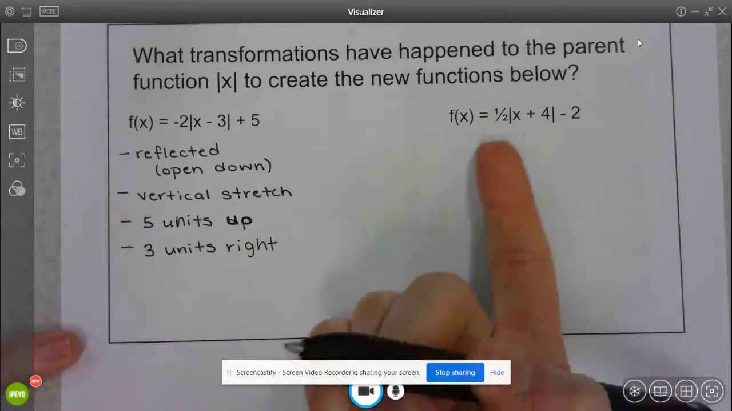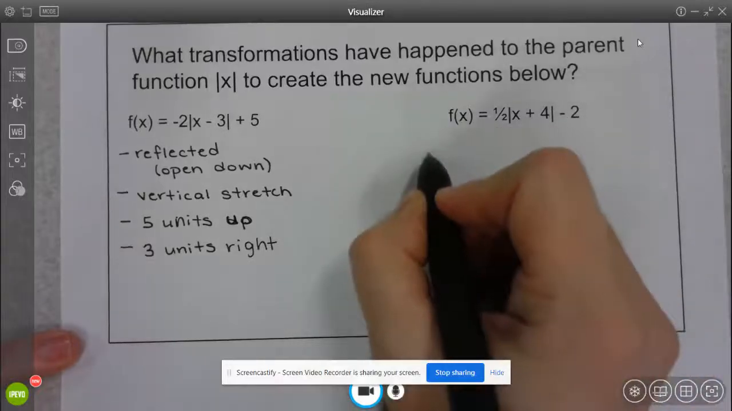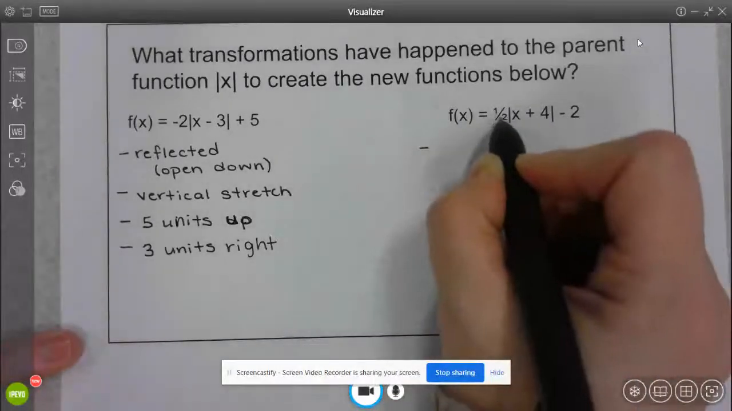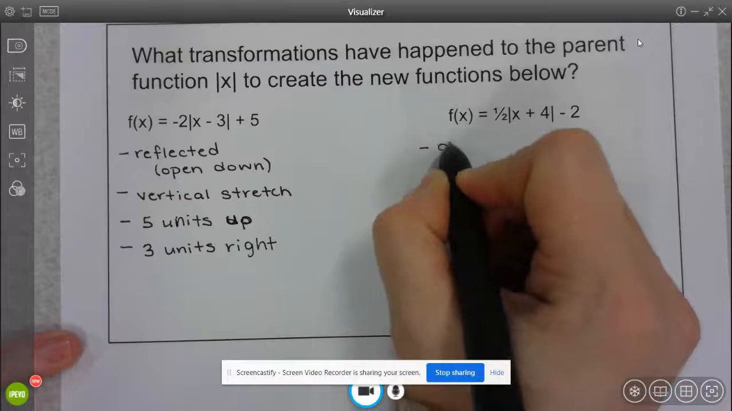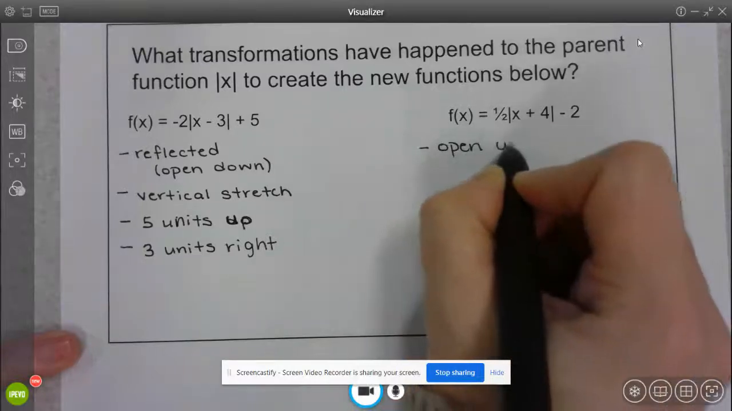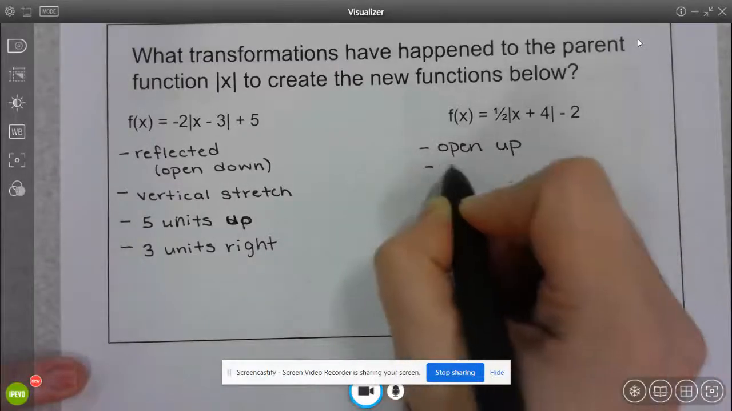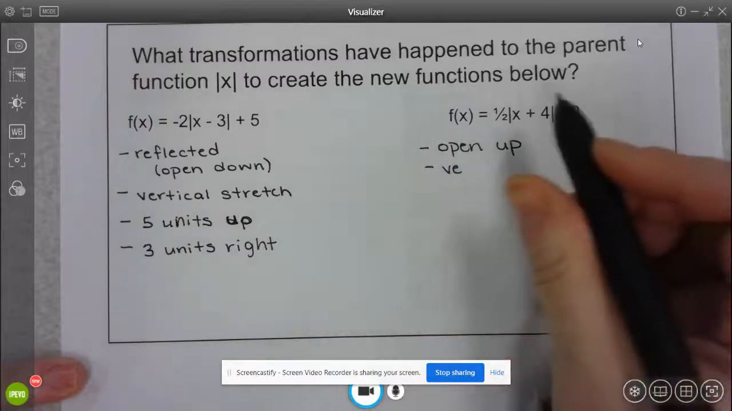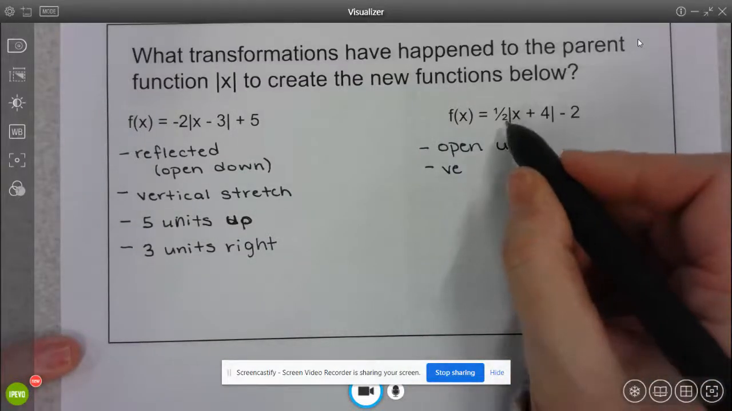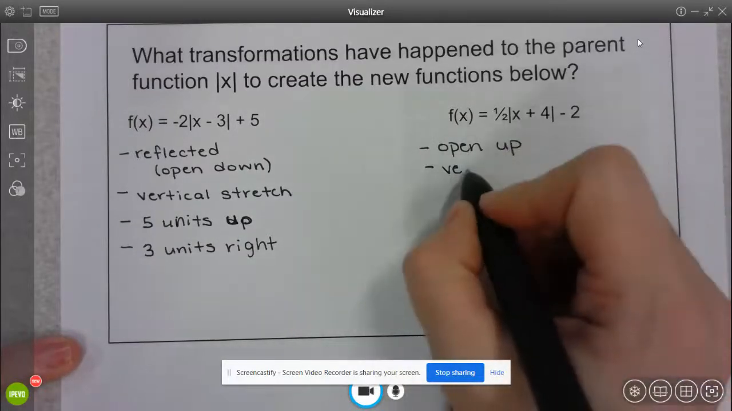Over here in our next example, it's going to open up because it has not been reflected and A is positive. I know it's going to have a vertical compression, or be wide, because that's smaller than 1.